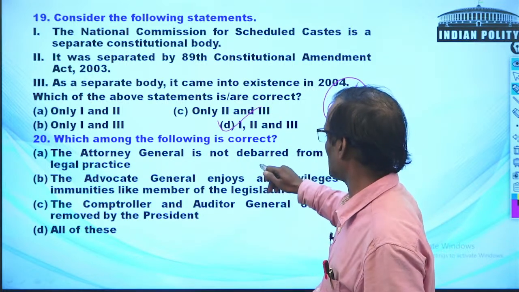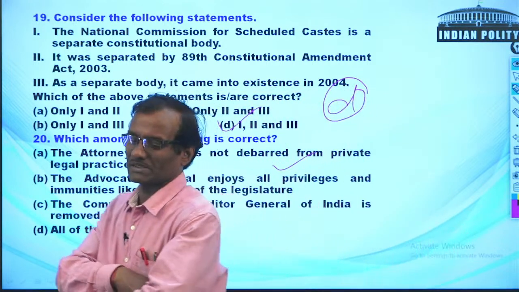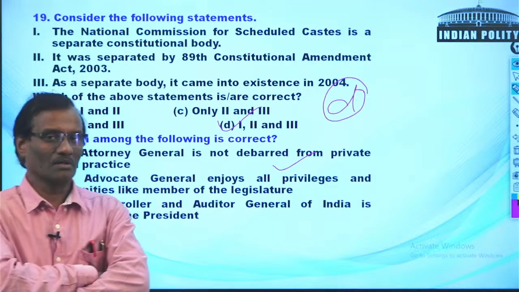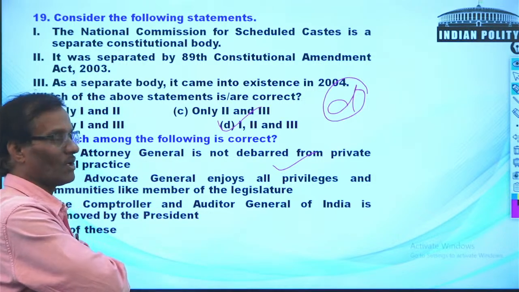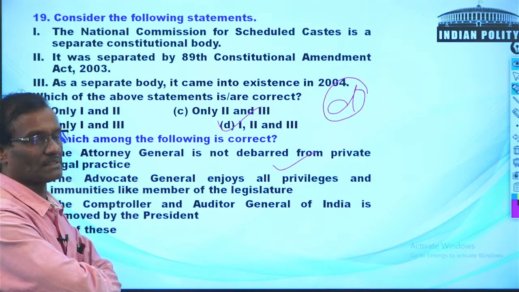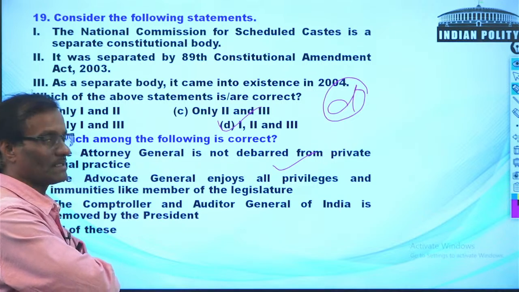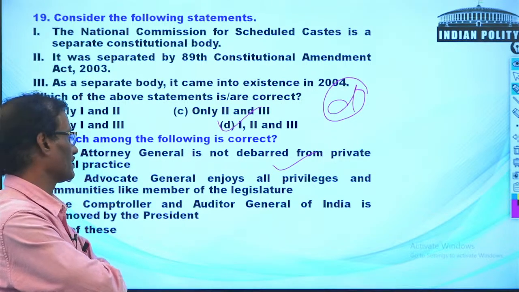Here Attorney General is not debarred from private practice. Attorney General does not get any fixed salary or fixed allowances. So he is not debarred from private practices. He can take up his own practices. So unlike the judge of Supreme Court, Attorney General can take up private practices.